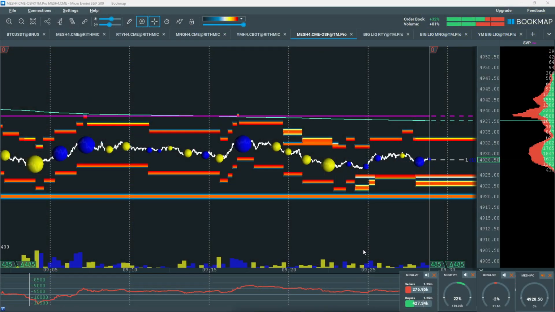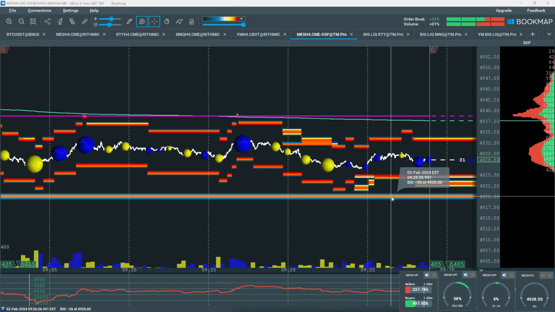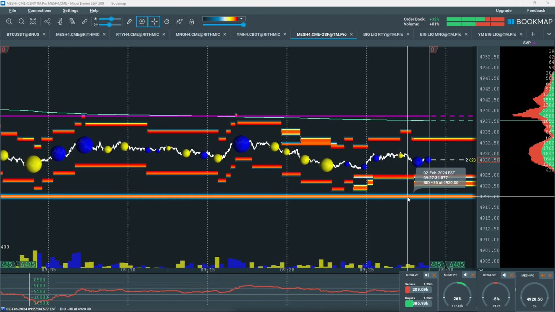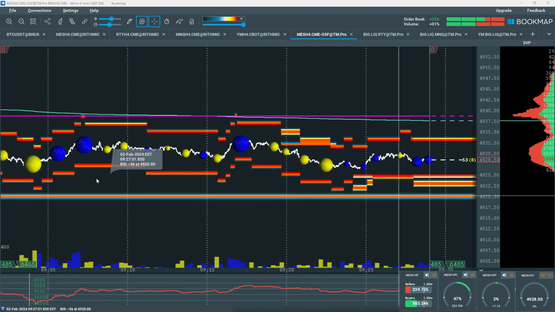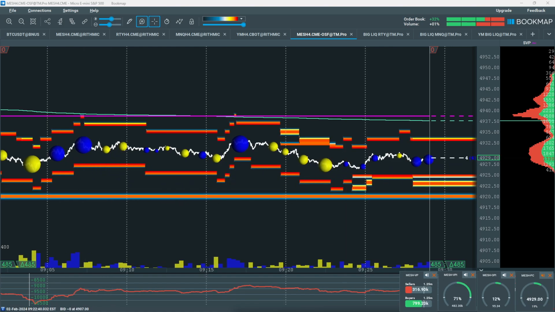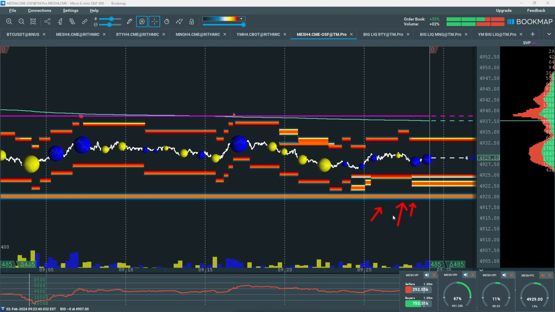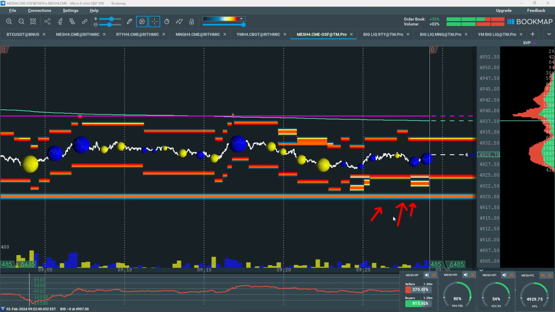Let's take a look at Trader Map Pro. The liquidity supporting here is 49.20. That's that long-term liquidity right there. We have approximately 50 seconds to go before we open.